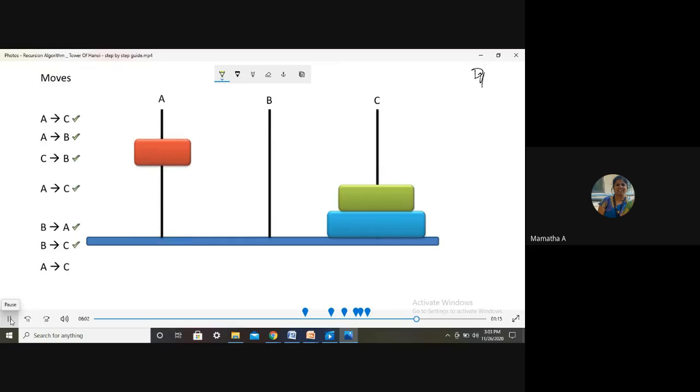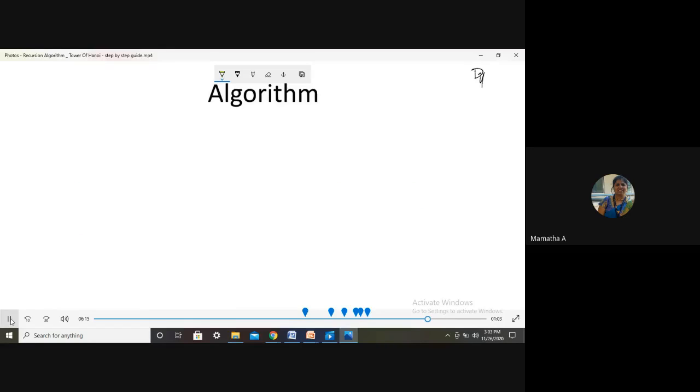And you can see that at any point of time, we are moving only one disk and we are not placing a larger disk on a smaller disk. Totally 7 moves are required. There is still research going on to reduce the number of moves, but that is not possible as of now. They have not found a solution.